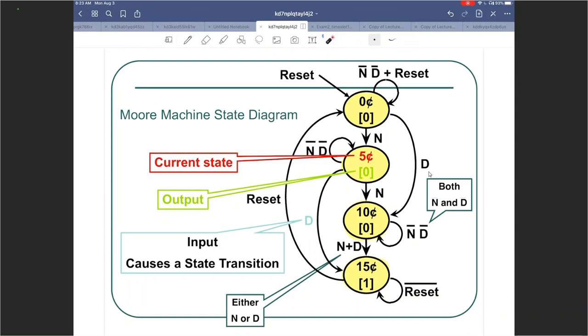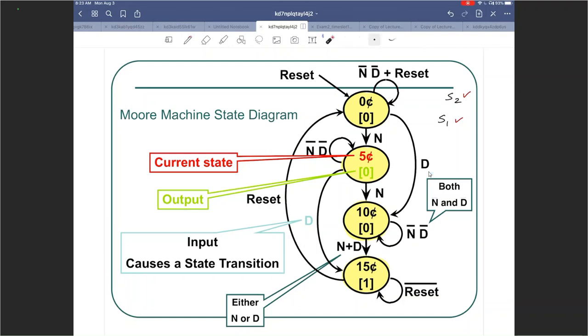Where is the current state indicated? The current state is indicated right in the circle itself, 5 cents. Or in a general case, you might have said S1, state 1 or state 2. So in a generic sense, you can use states like this, or for the example that we are looking at over here, these states can be very specific, indicating the amount of money that is currently held by the vending machine. So that's the current state.